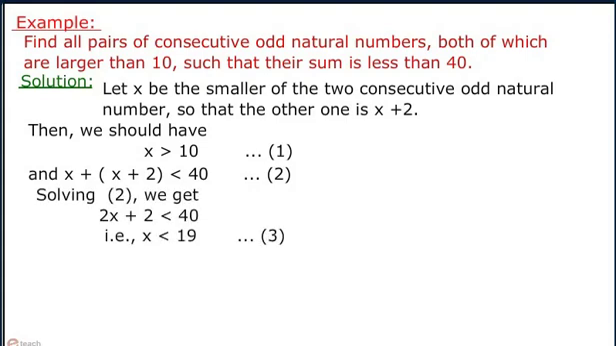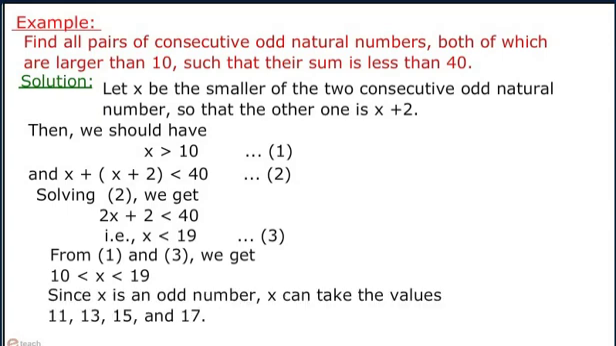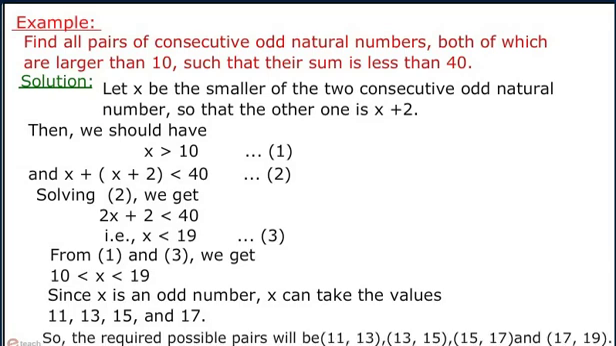Solving number 2, we get 2x plus 2 is less than 40. That is, x is less than 19. Let's call this inequation number 3. From inequations 1 and 3, we get x is greater than 10 and less than 19. Since x is an odd number, x can take the values 11, 13, 15 and 17. So, the required possible pairs will be (11, 13), (13, 15), (15, 17) and (17, 19).